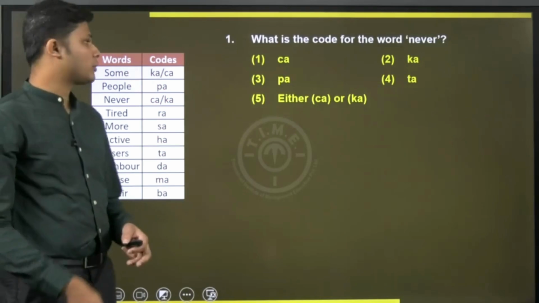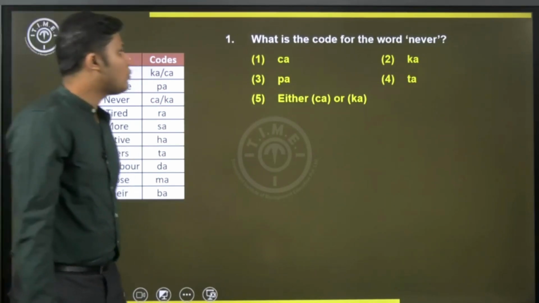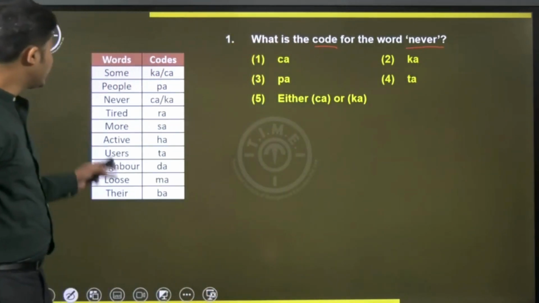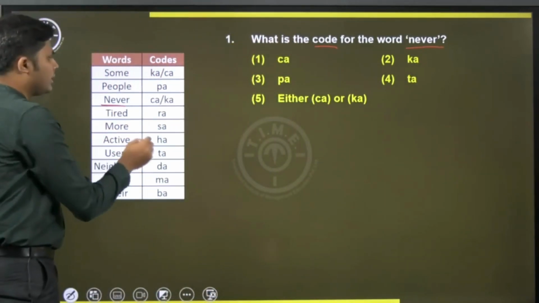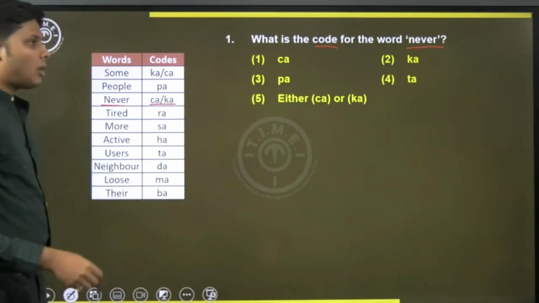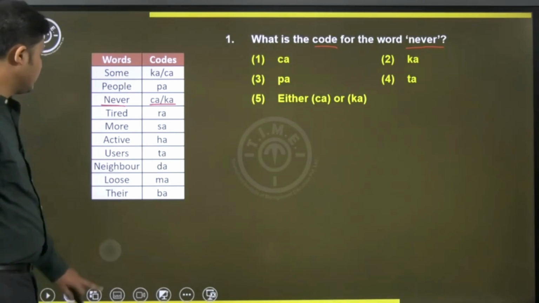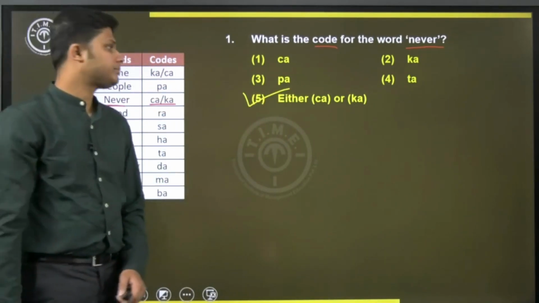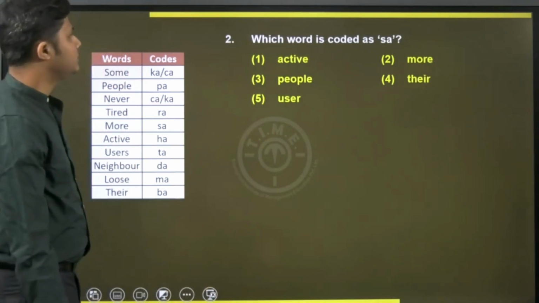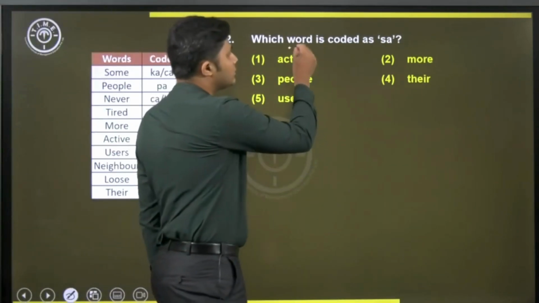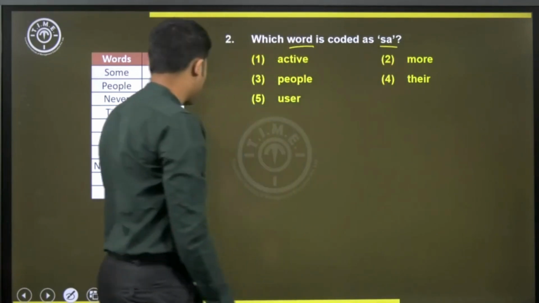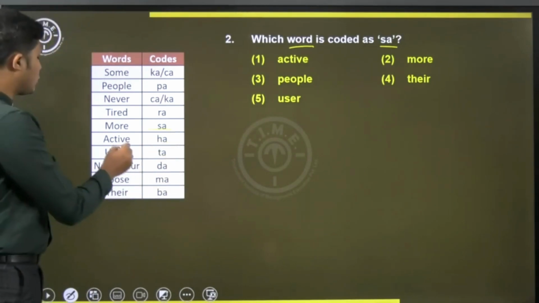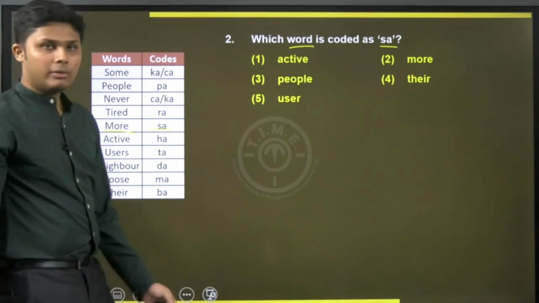Now let's look at the first question, which is what is the code for never. Looking at the table, we know never is either coded as CA or KA. So choice 5 is the correct answer. Moving on to the next question, which word is coded as SA? Looking at the table, we can see more is coded as SA, which is given in choice 2.